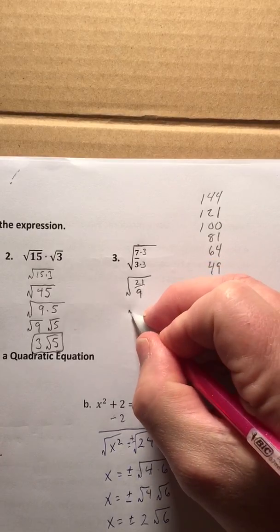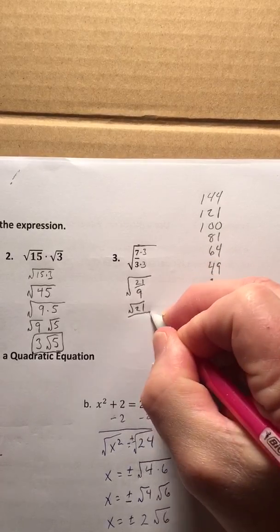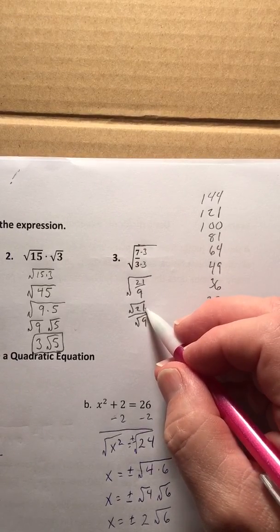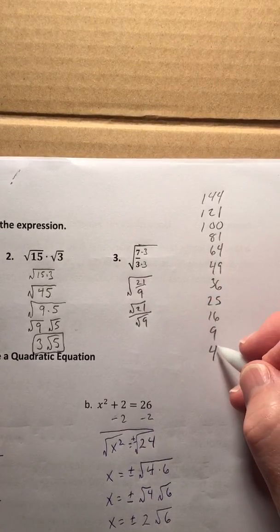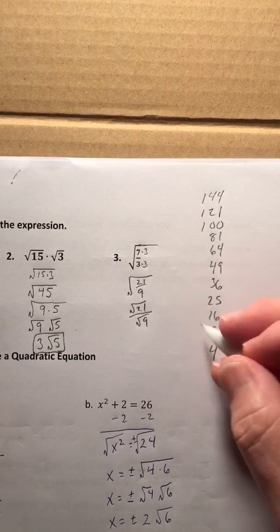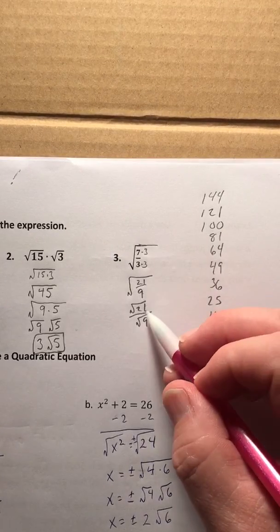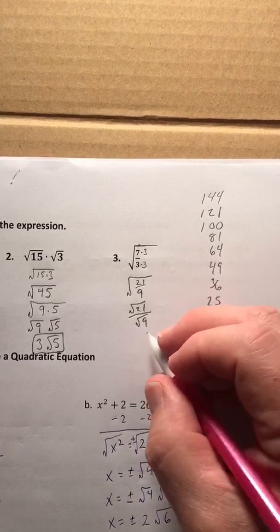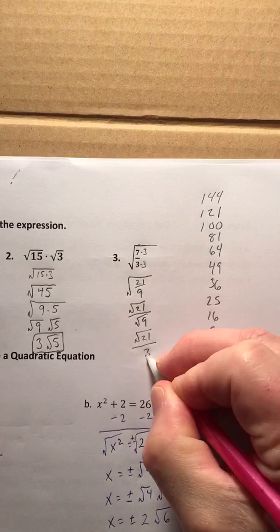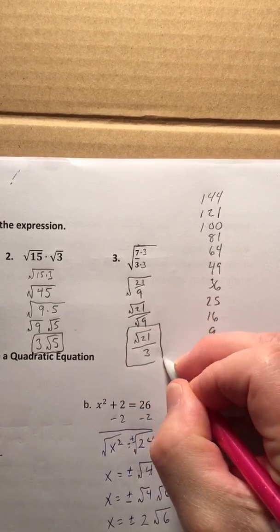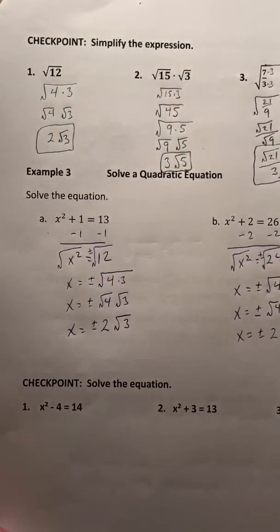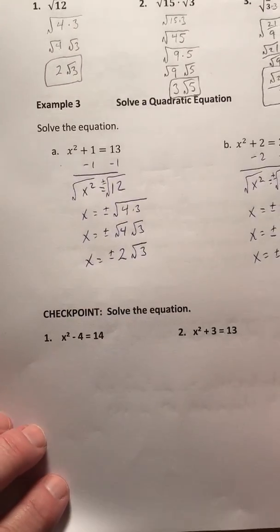Now we break it up. So root 21 over root 9. Square root of 21, half of it is 10.5. The only ones under 10.5, well, we have 9, doesn't go evenly. 4 doesn't go evenly. So that doesn't simplify anymore. Square root of 9 is 3. So we get the square root of 21 over 3, and that is our simplified answer. All right, so those are the answers for that checkpoint.